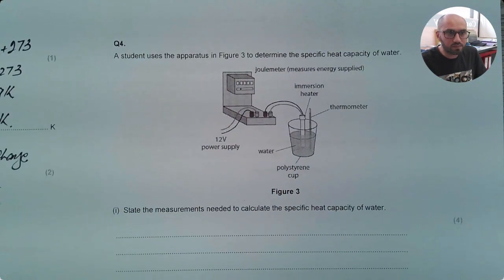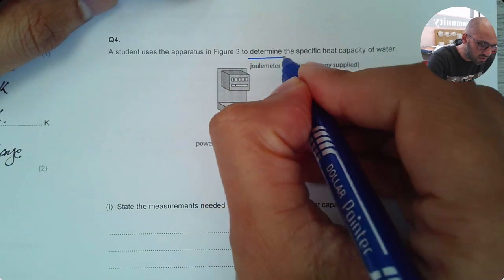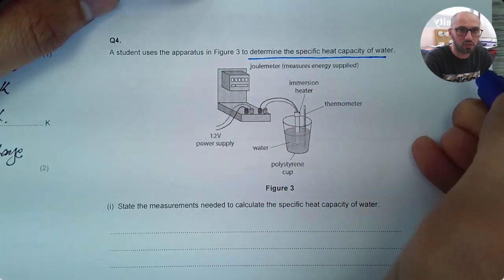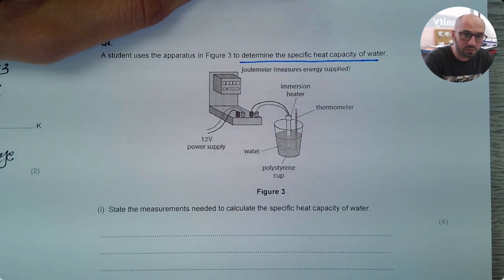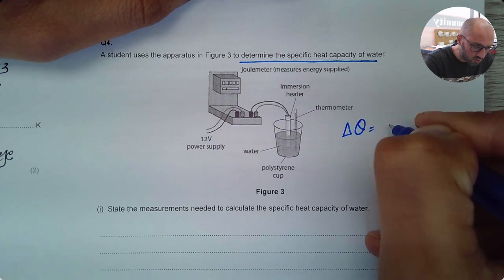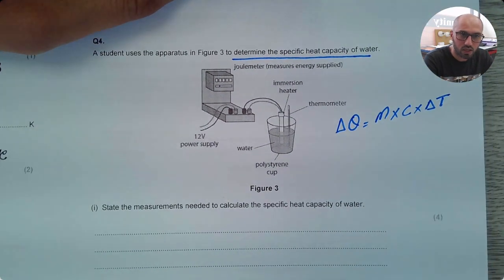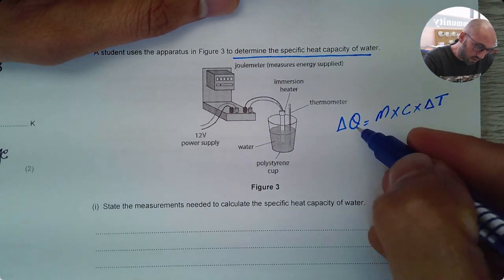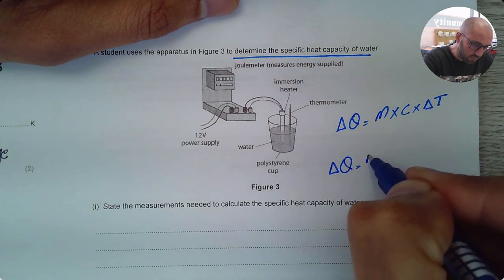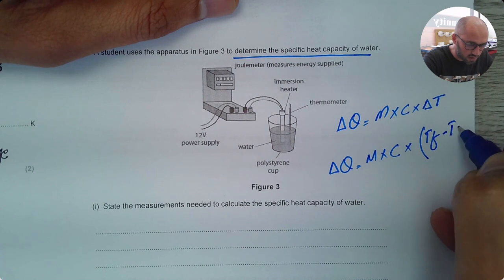Next question. A student uses the apparatus in figure 3 to determine the specific heat capacity of water. So he's trying to determine the specific heat capacity of water. Remind yourself, there's an equation for specific heat capacity, and that is energy supplied is equal to M times C times change in temperature, where I can rewrite it as M times C times T final, take away T start.